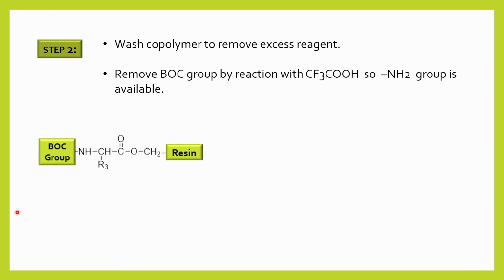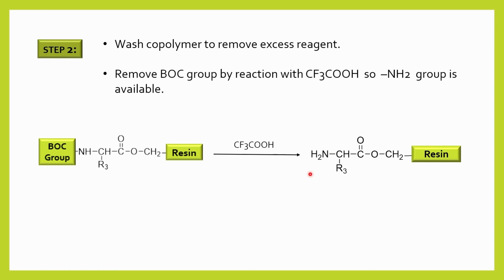So once we have this Boc-protected N-terminal and the resin is attached to the C-terminal, we will wash this copolymer to remove excess reagent. Now we want to add another molecule of amino acid to make a peptide chain. So for that, we would remove the Boc group by reacting with CF3COOH so that the NH2 group gets free again, so that we can add another molecule of amino acid over here.